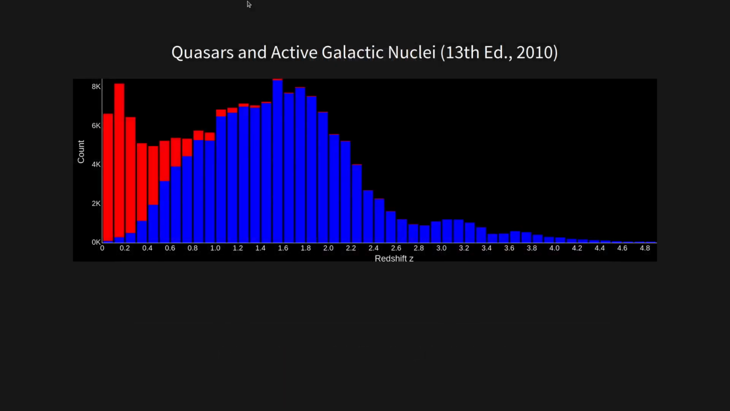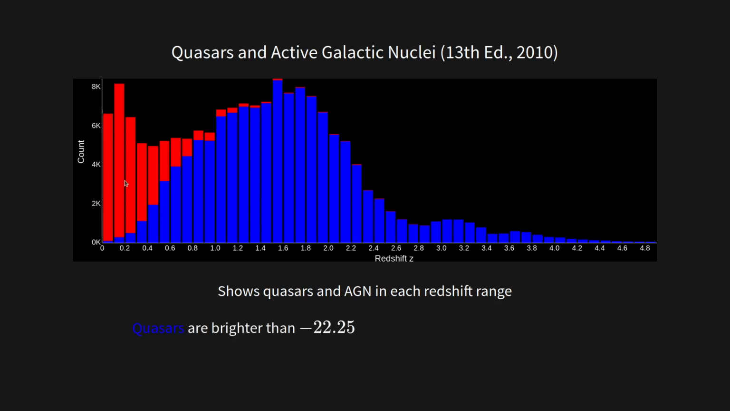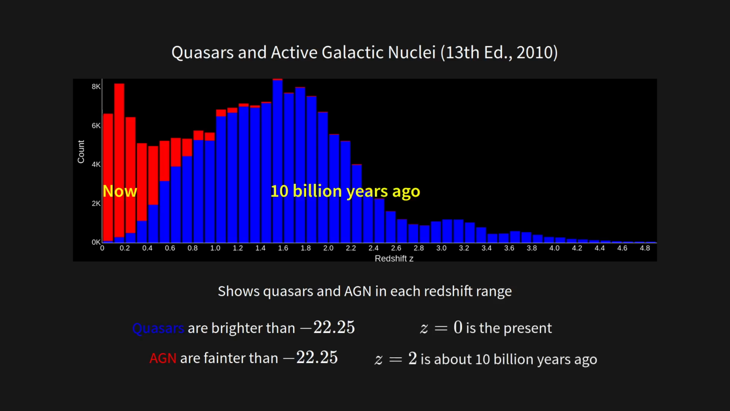Here is the 2010 study that shows quasars and AGN in each redshift range. So between 0 and 0.1, there's about 6,500 AGN and quasars. Quasars are in blue, and they're brighter than this magnitude, and AGN are fainter. Z equals 0 is the present, and Z equals 2 is about 10 billion years ago.